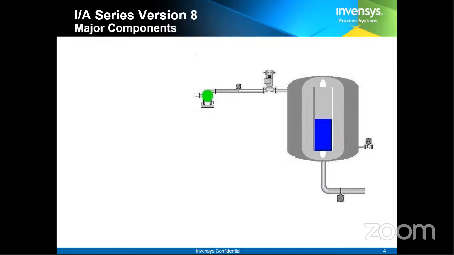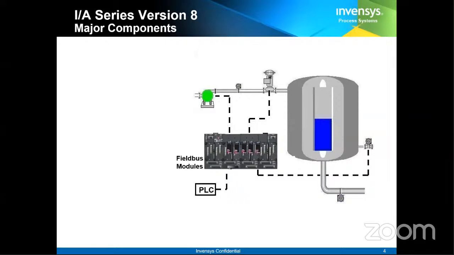Here, the first thing we have is the field bus modules, which we call the input IO cards. In the Foxboro DCS, we call them FBMs, or field bus modules. These field bus modules are responsible for sending and receiving signals from the field. Right now, you can see these field bus modules are communicating with this pump, with this transmitter, and also with a PLC.